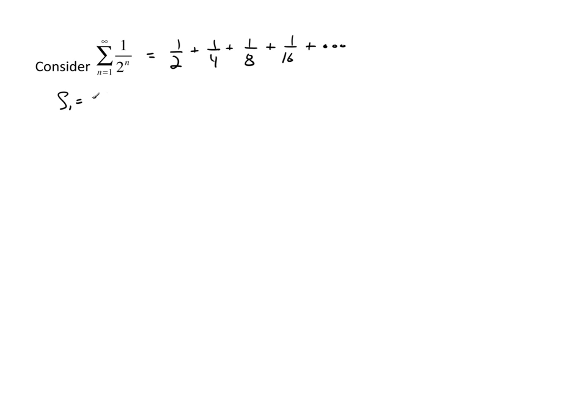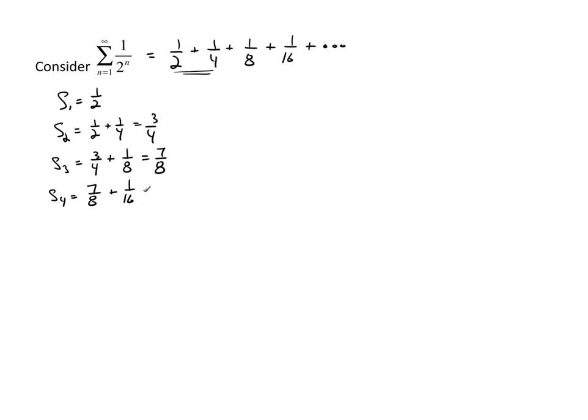So S1, the first partial sum, will simply be 1/2. S2, the next partial sum, will be 1/2 plus 1/4. That's these two added up together, which is obviously going to be 3/4. The next partial sum will be 3/4 plus the next term, which is 1/8, and that will add up to be 7/8. Let's see, the next one is going to be 7/8 plus 1/16, which is going to end up being 15/16.